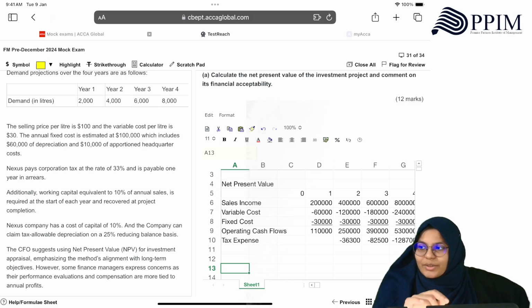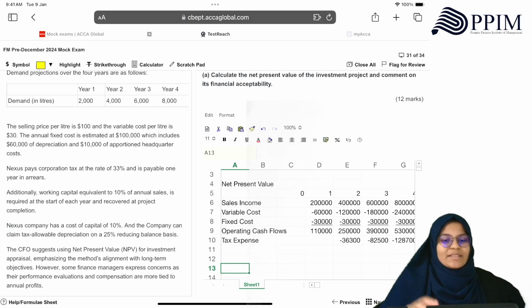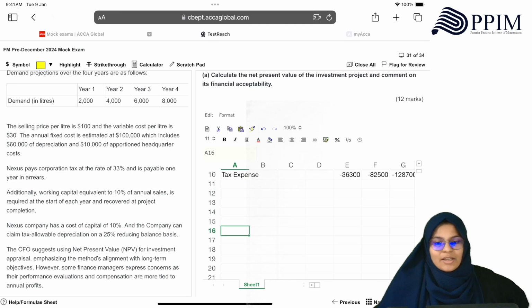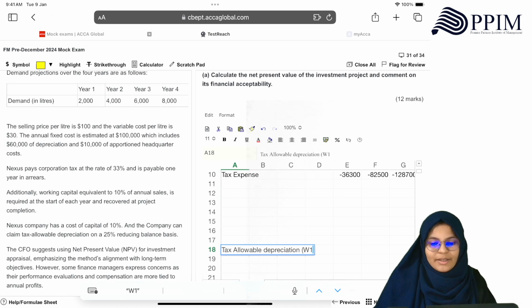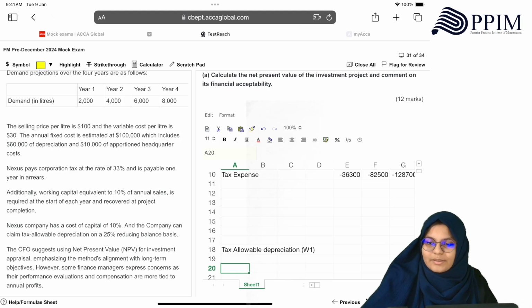So I will quickly do that adjustment because I have finished off tax now. So I'll do tax allowable depreciation now. Okay. So they are saying you can claim tax allowable depreciation at 25% on a reducing balance basis. So let me do the tax allowable depreciation calculation. Call it working number 1. Okay. Right.